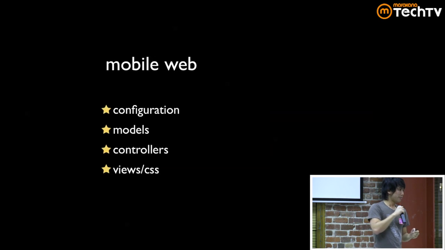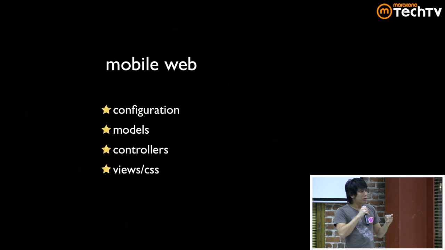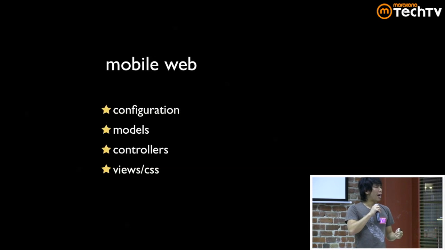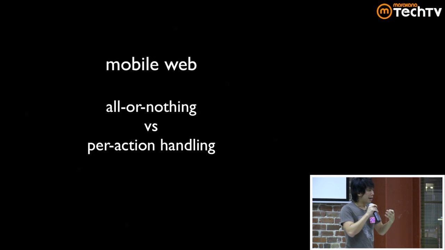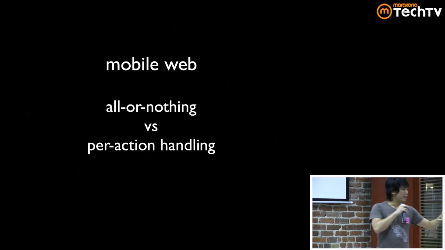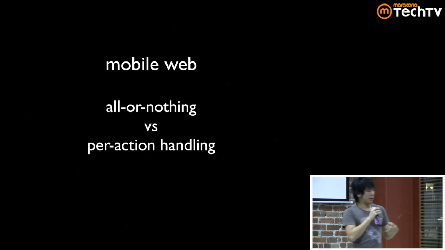Let me note a bit about what we just did, though. Assuming you'll be adding a new mobile template for every existing template that you have, it's all or nothing. You have to handle it per action, and a lot of times you may not be ready to take all your existing templates and convert them into mobile yet. In which case, you'd probably need to set up your application controller to do per action handling.